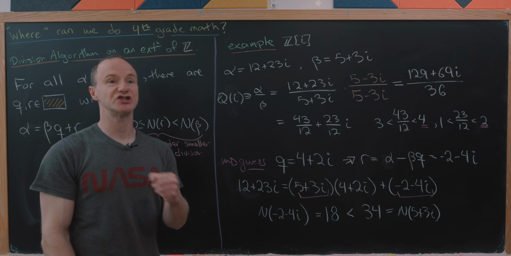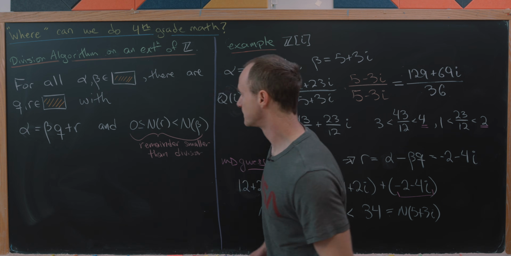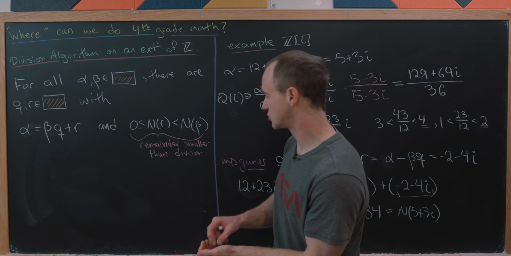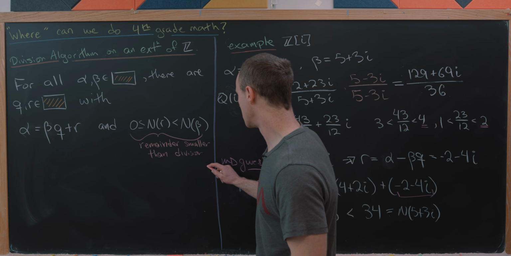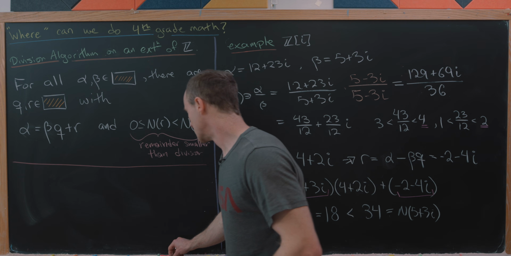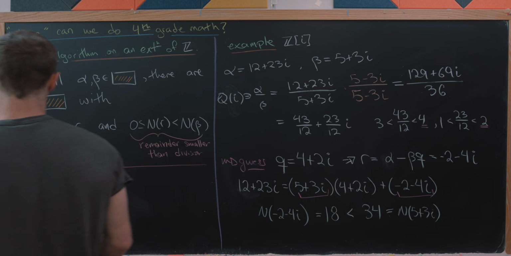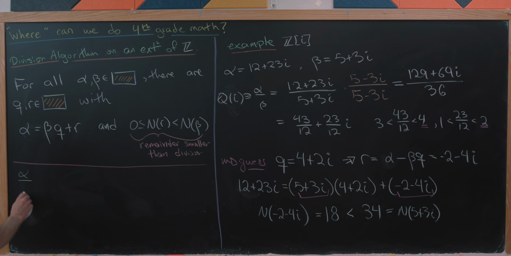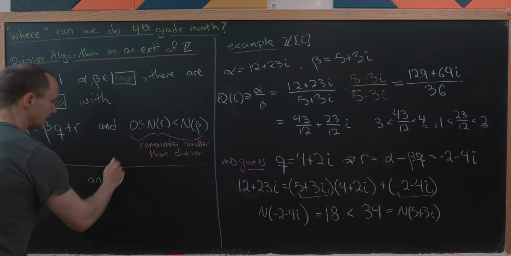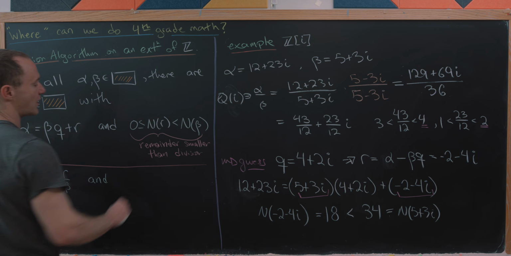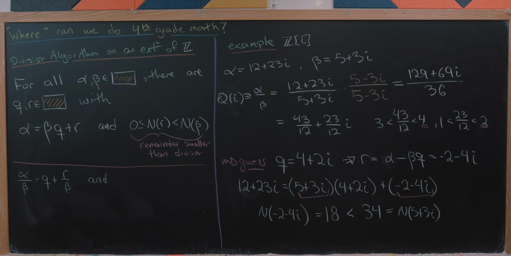Now, before we move on to the geometry that is underpinning this whole thing, I'd like to go back over here to our division algorithm and maybe manipulate it a little bit. Let's take this quotient with remainder equation and divide both sides by beta. That's going to give us alpha over beta is equal to q plus r over beta. Then let's divide all parts of this norm inequality by the norm of beta.